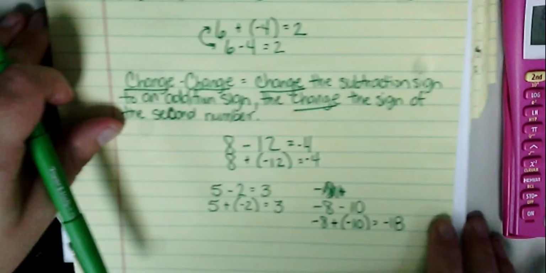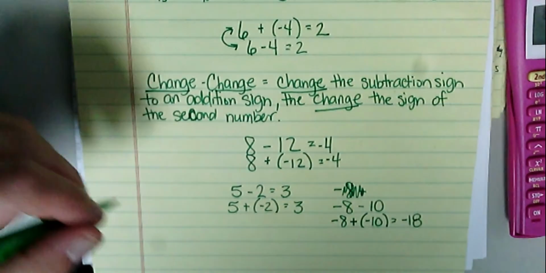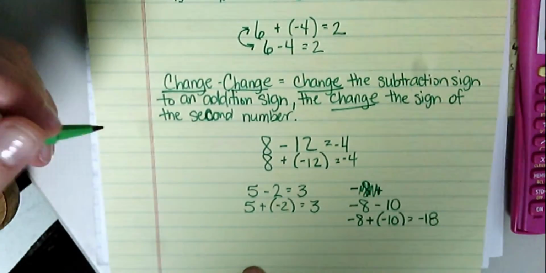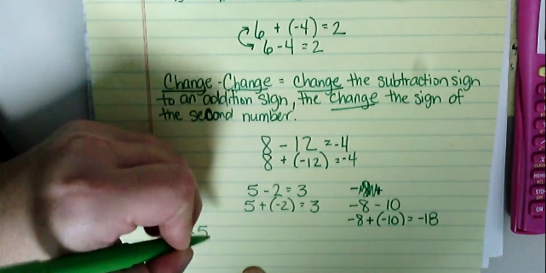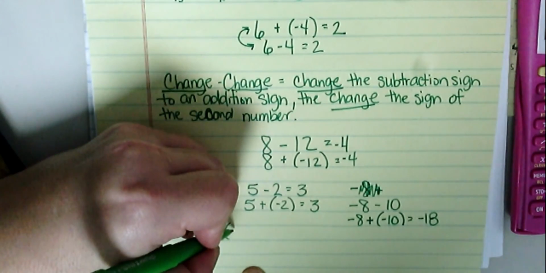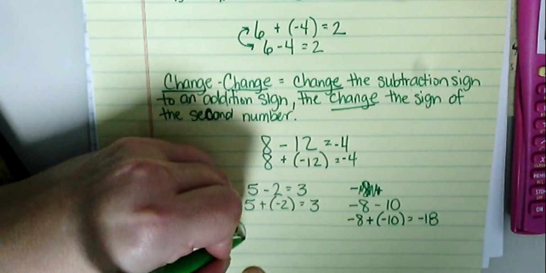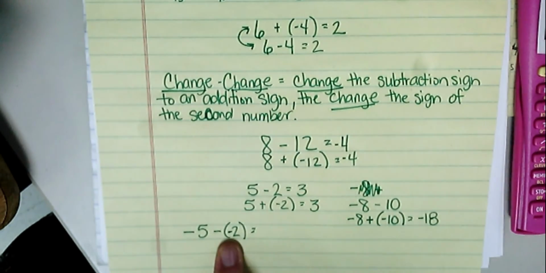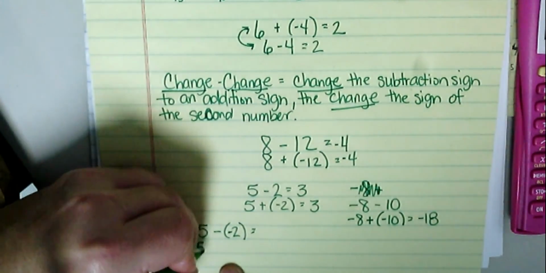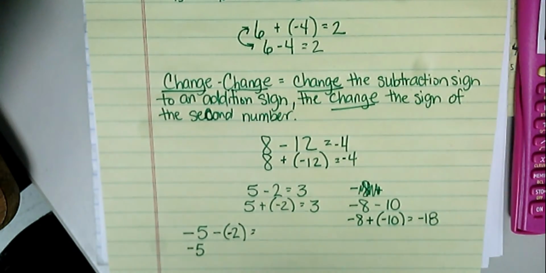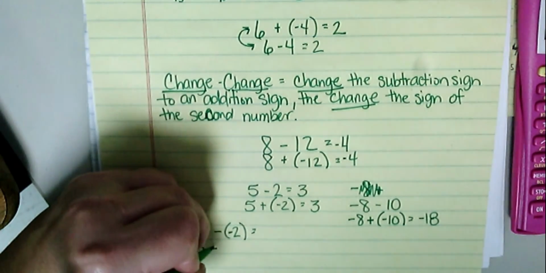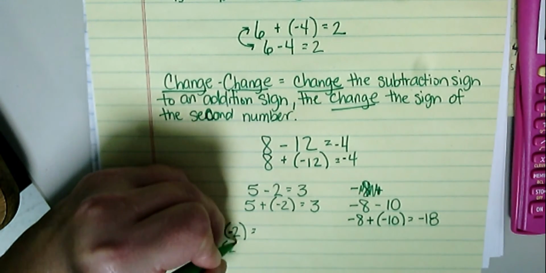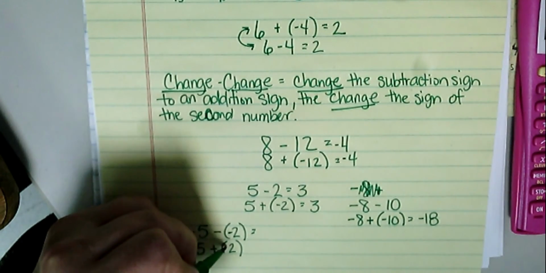Okay, let's see. What about this one? What if we have negative 5 minus negative 2? Okay, so I have a negative and a negative. I know that I keep the negative 5. Now, minus negative 2 is like saying taking away a negative. Taking away something negative in your life is like adding a positive to your life. So you can add the opposite. That makes that negative 2 positive 2.